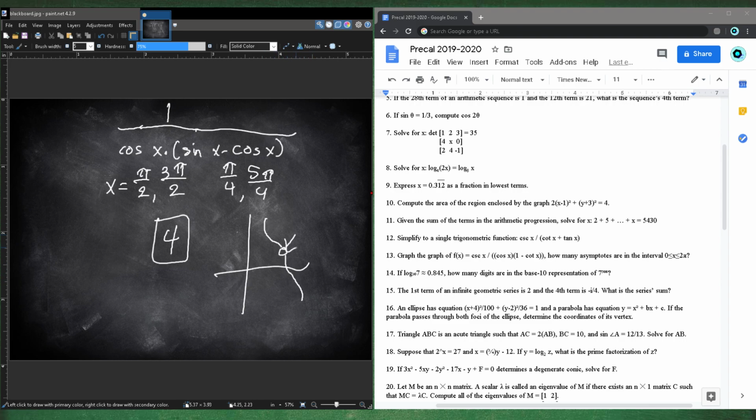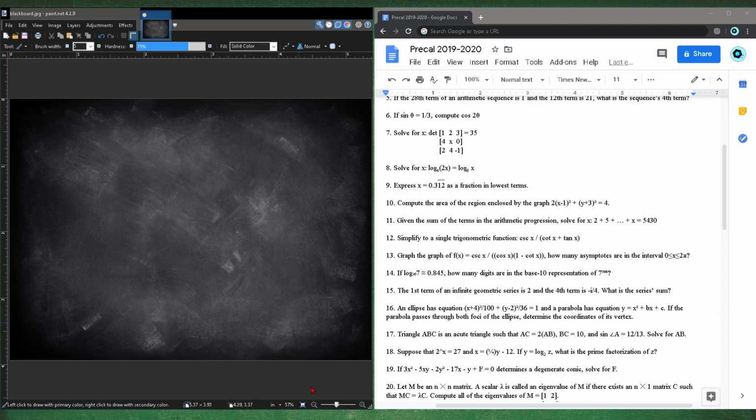So everything's defined except that point. Okay, so only 4 exist. Okay, and that was for number 13. Number 14: log 10 of 7 is approximately 0.845. How many digits are in the base 10 representation of 7 to the power of 300?